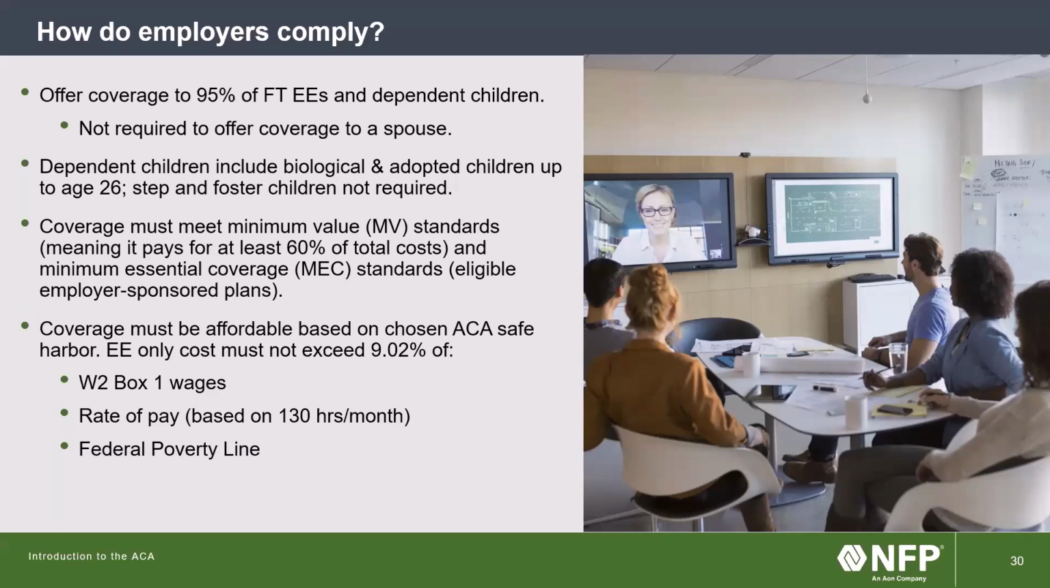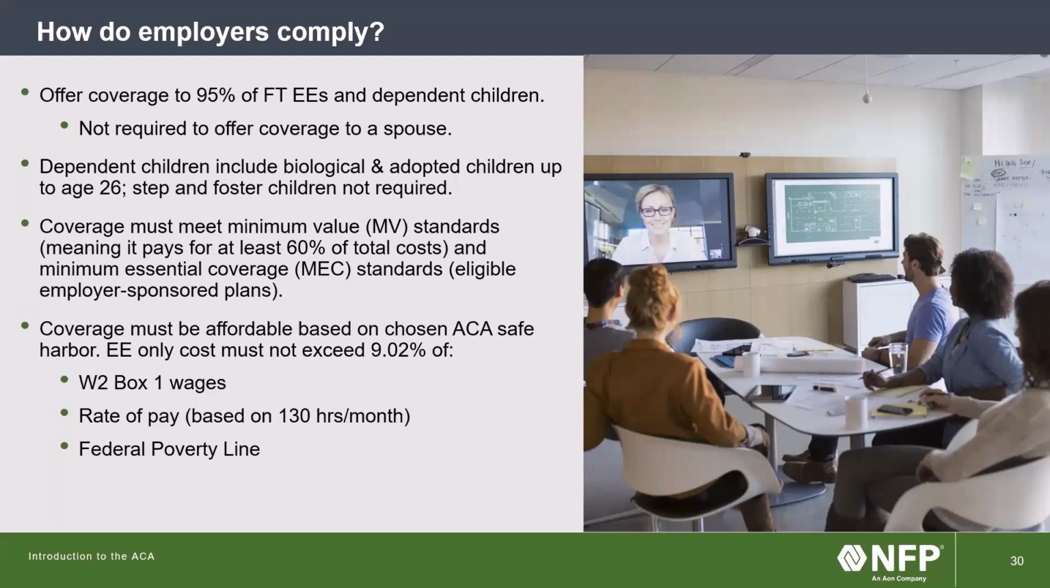And then it has to meet minimum value and minimum essential coverage standards, and then it must be affordable. And this one's always a little tricky because employees often feel like coverage doesn't feel affordable, so they may say it's not. But really, we have to look at what the ACA says as far as what is considered to be affordable. And the ACA gave us 3 different safe harbors that employers can use to calculate whether coverage is considered affordable in the eyes of the ACA.